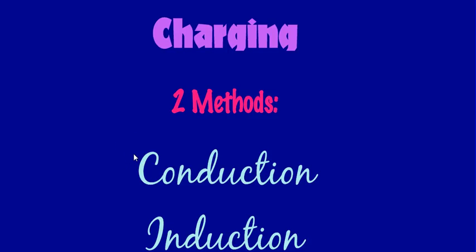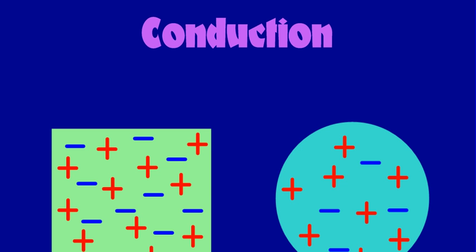This video will cover the two methods of charging an object known as conduction and induction. Both of these two methods are primarily used with charging a conductor. We'll discuss at the end what can be done with an insulator. The first method we'll cover is charging by conduction.